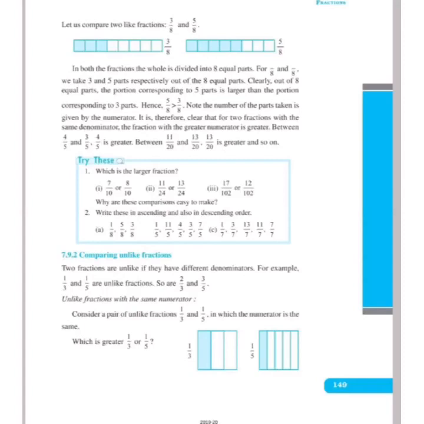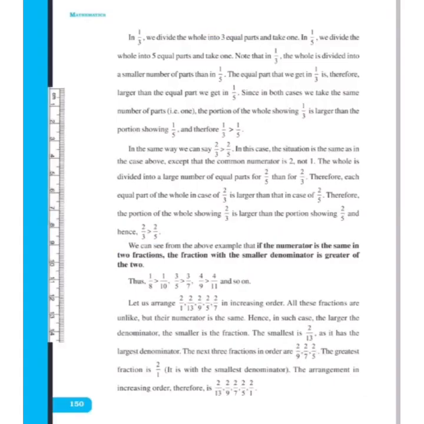So which fraction is greater here then? 1 by 3. So 1 by 3 is greater than 1 by 5. Hence children, from this example we can say that if the numerator is the same in two fractions, the fraction with the smaller denominator is greater of the two.